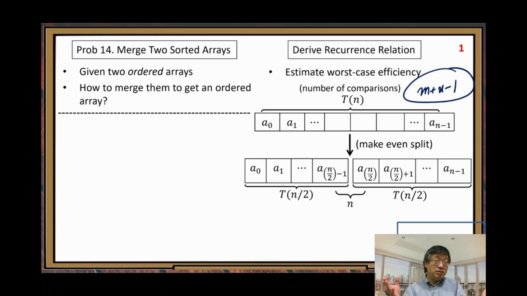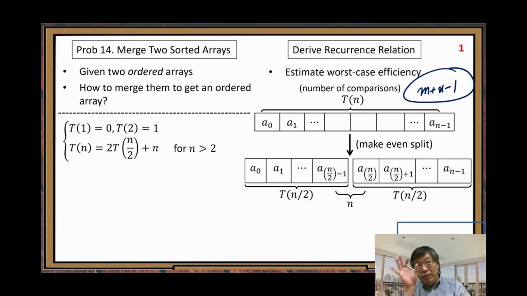Here, the total number of elements is n, minus 1. So there is a minus 1, right? But the minus 1 is very close to n, so we just use n. The reason is after we drop that minus 1, we can make the equation simpler, but very close to the original one. So for that reason, we get the current version of the recurrence relation like this one.